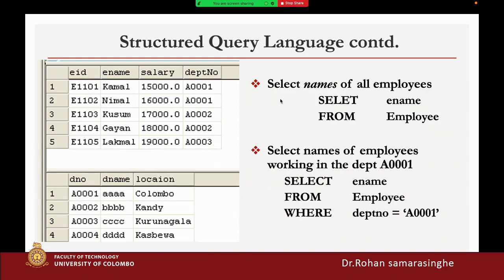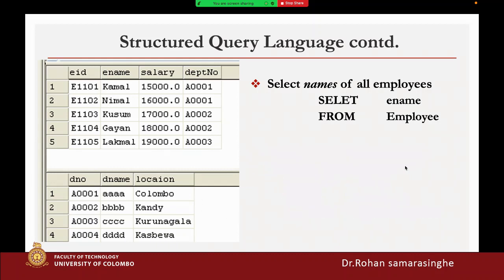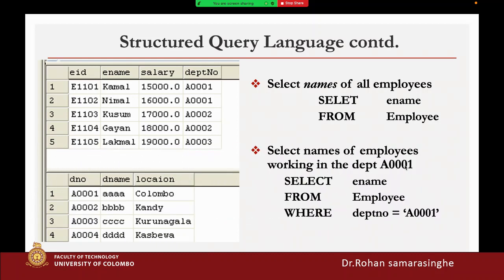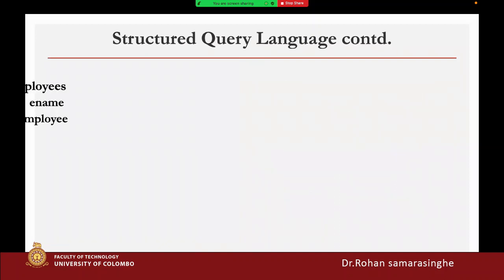Or else, if you want to select the names of employees who are working in department A001, you want to retrieve all the employee names who are working in department number A001. Select name from employee where department number is A001. That also you can do using one table. Let's see another one.